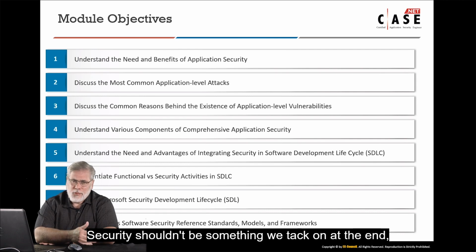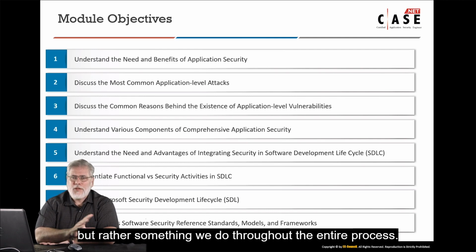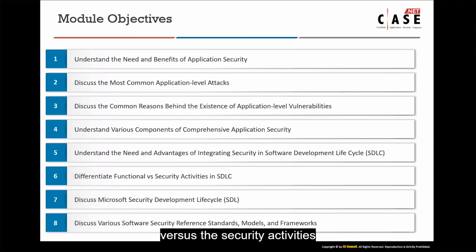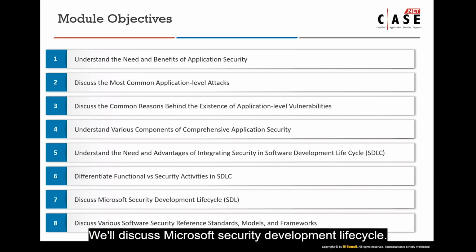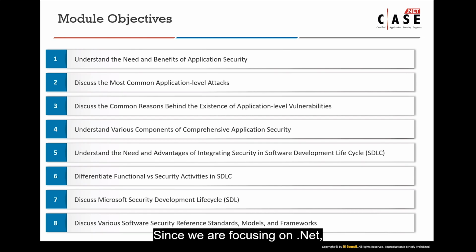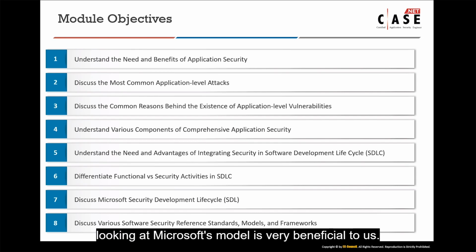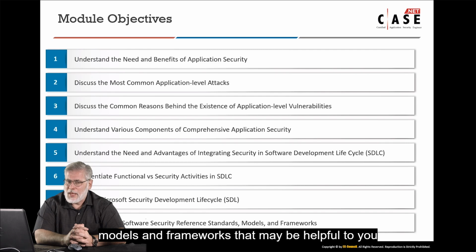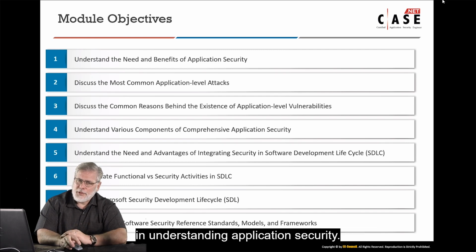We will also understand the need and advantages of integrating security throughout the software development lifecycle. Security shouldn't be something we tack on at the end, but rather something we do throughout the entire process. We'll differentiate the functional activities versus the security activities in that software development lifecycle. We'll discuss Microsoft's security development lifecycle. Since we are focusing on .NET, looking at Microsoft's model is very beneficial to us. And we'll discuss a variety of standards, models, and frameworks that may be helpful to you in understanding application security.